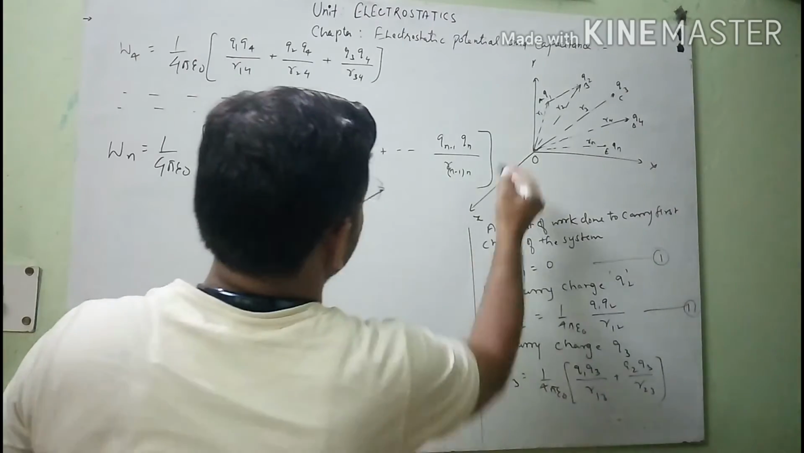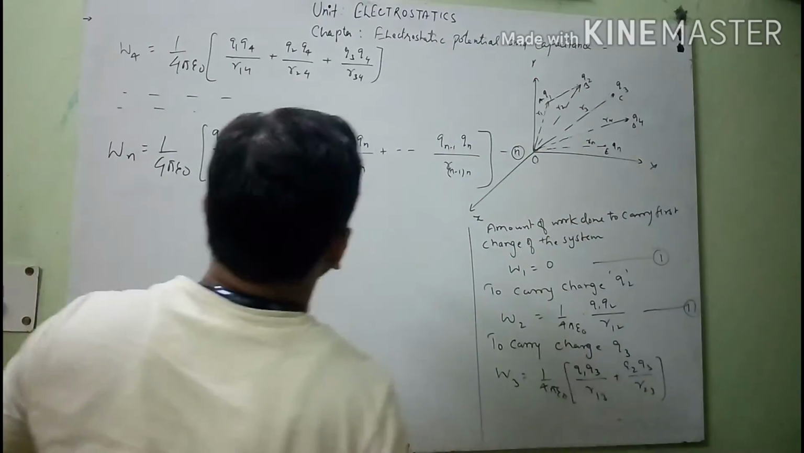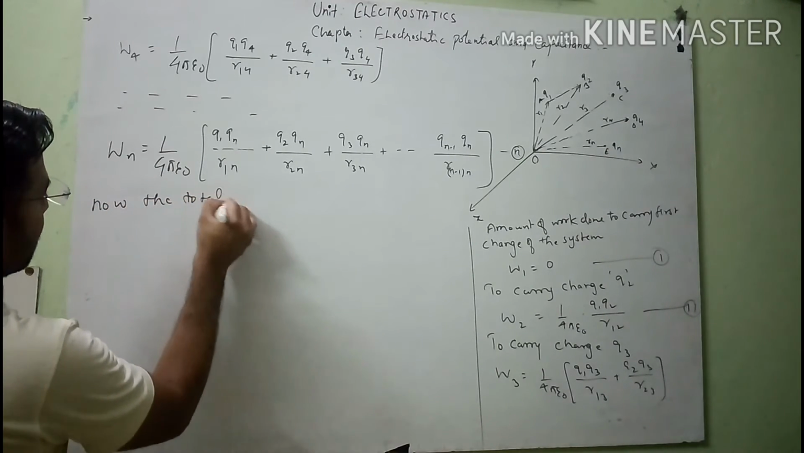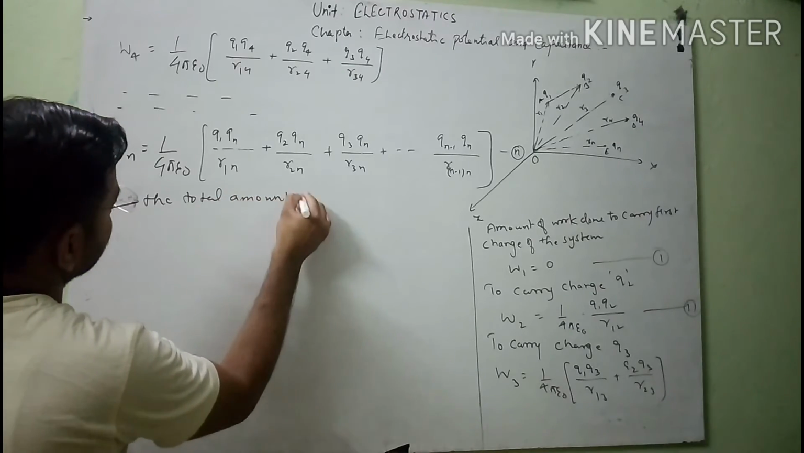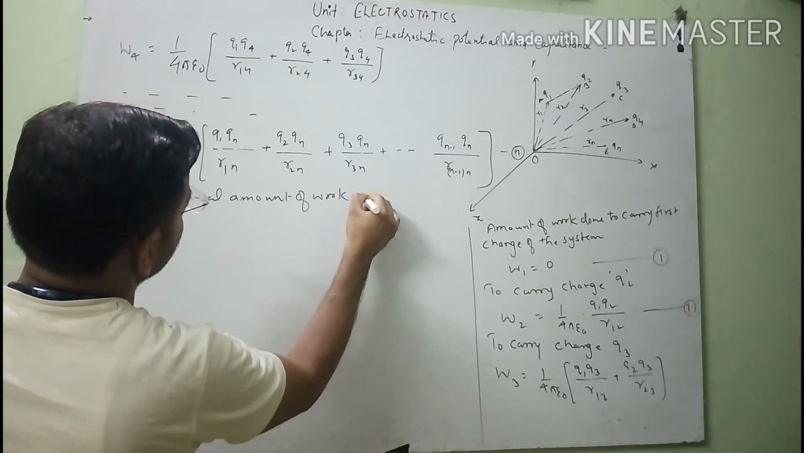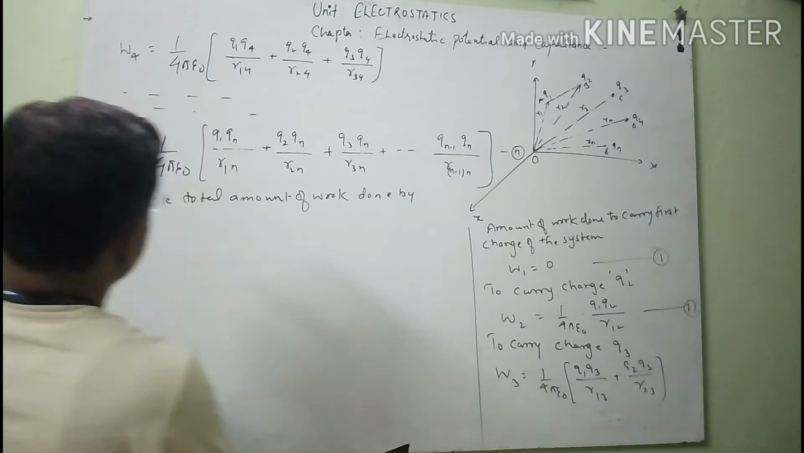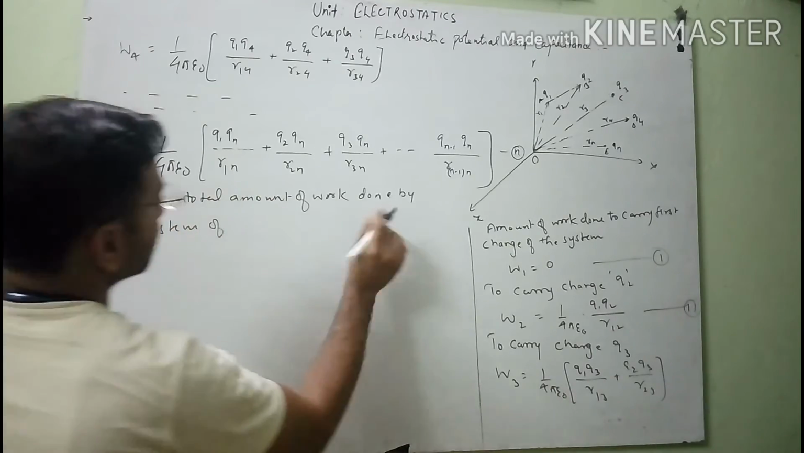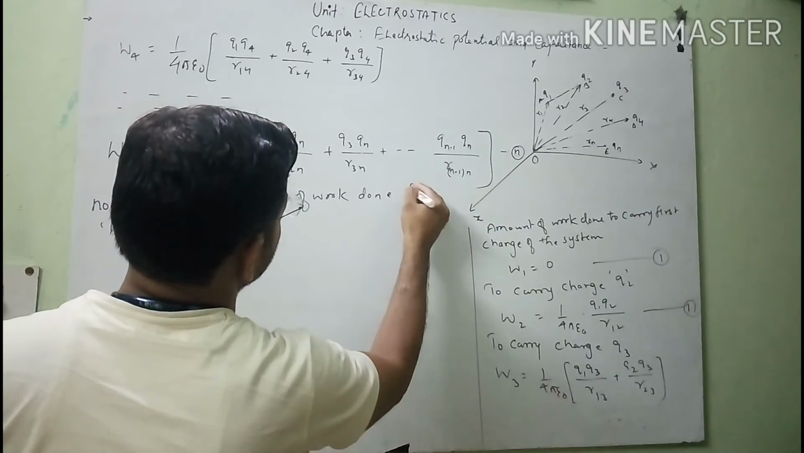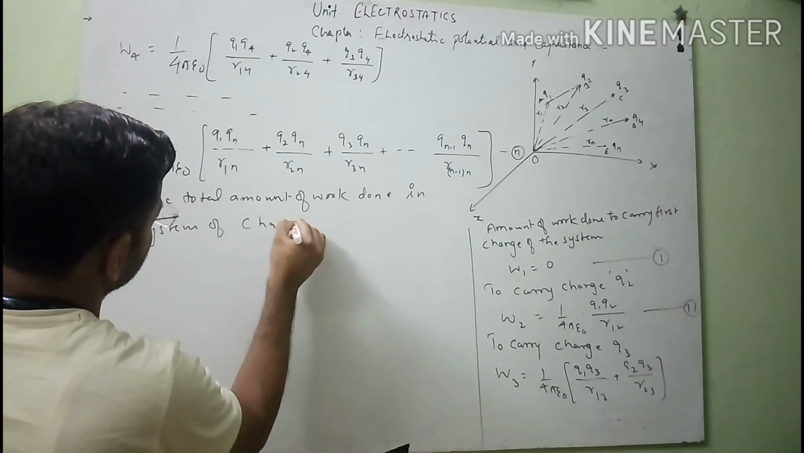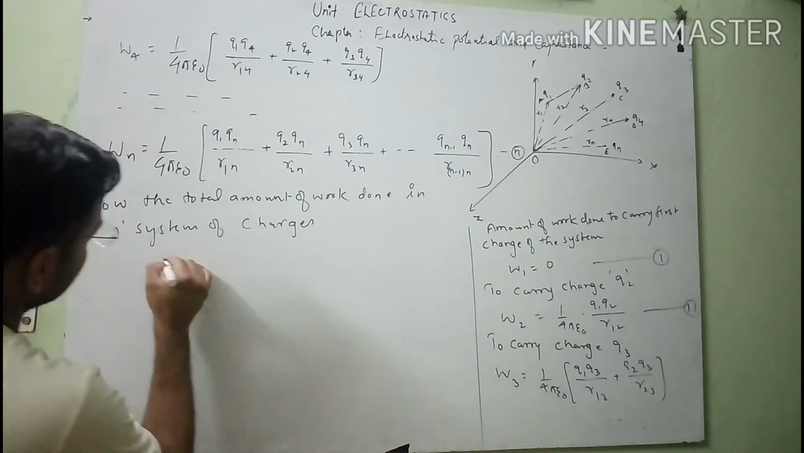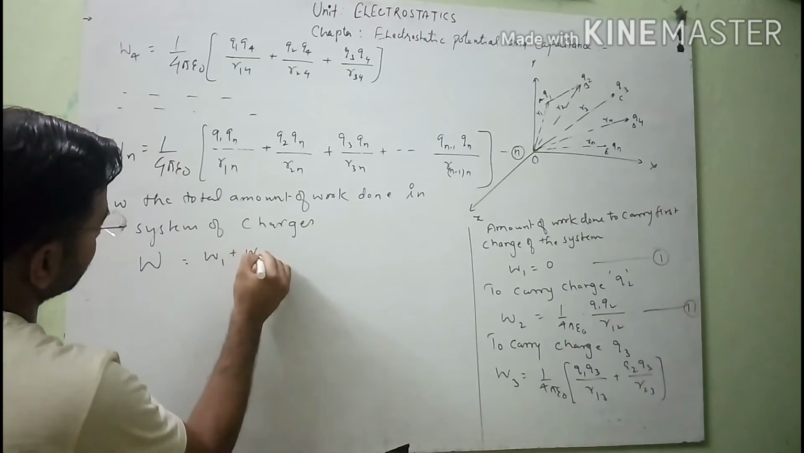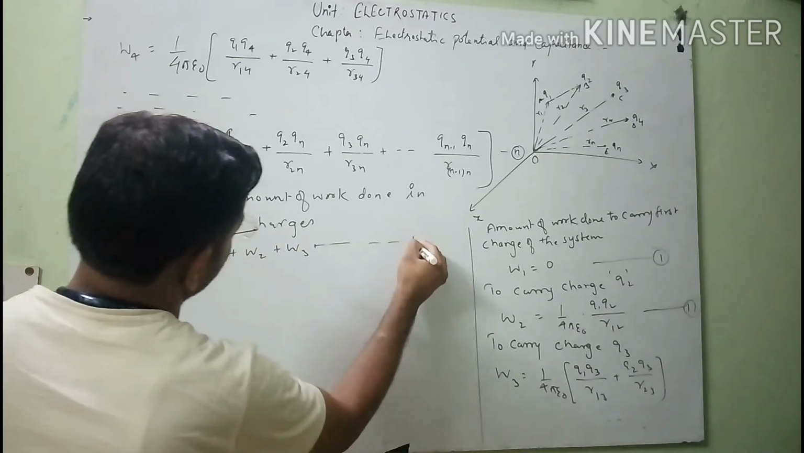So here let us consider this is our nth equation. Now the total amount of work done in an n system of charges. See here, I will add them all. So W is equal to W1, W2, W3 and so on up to Wn.